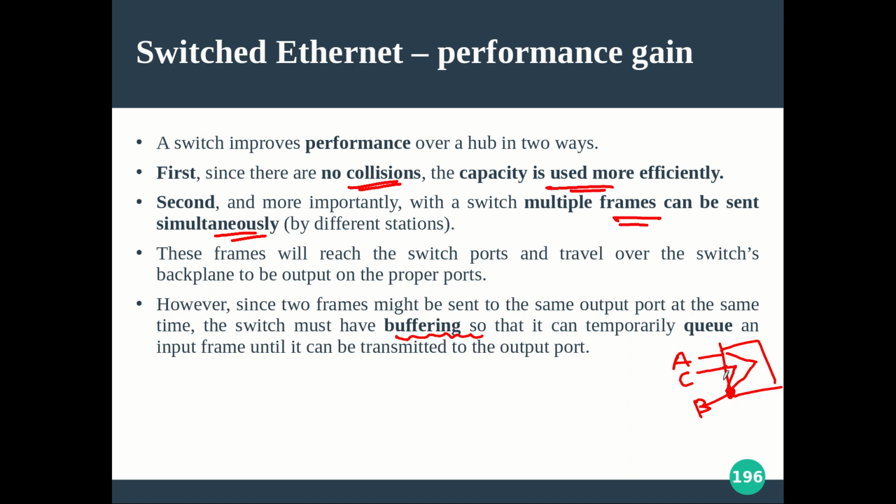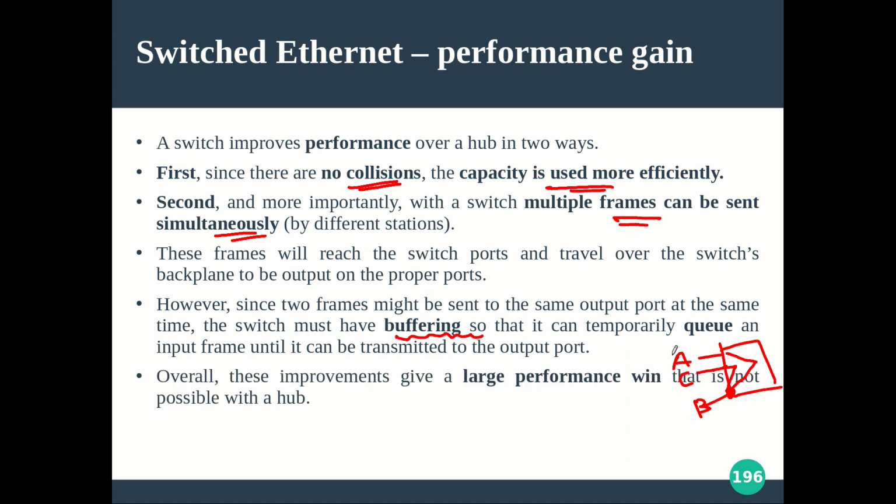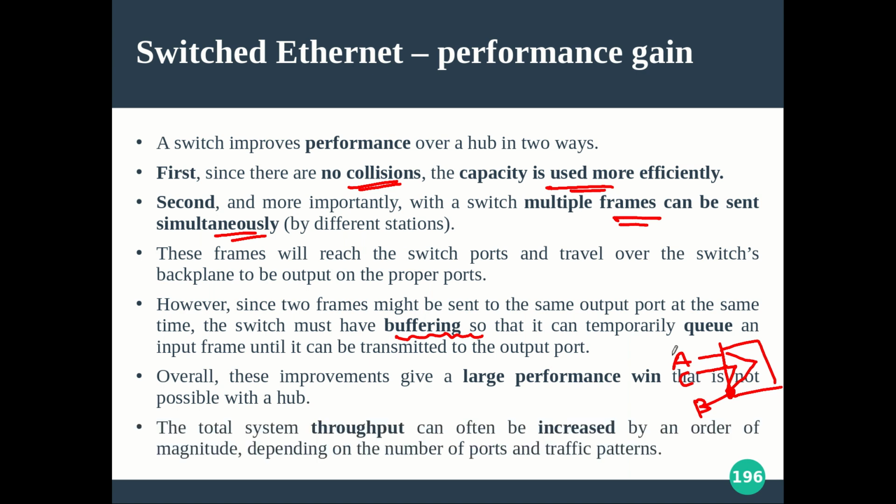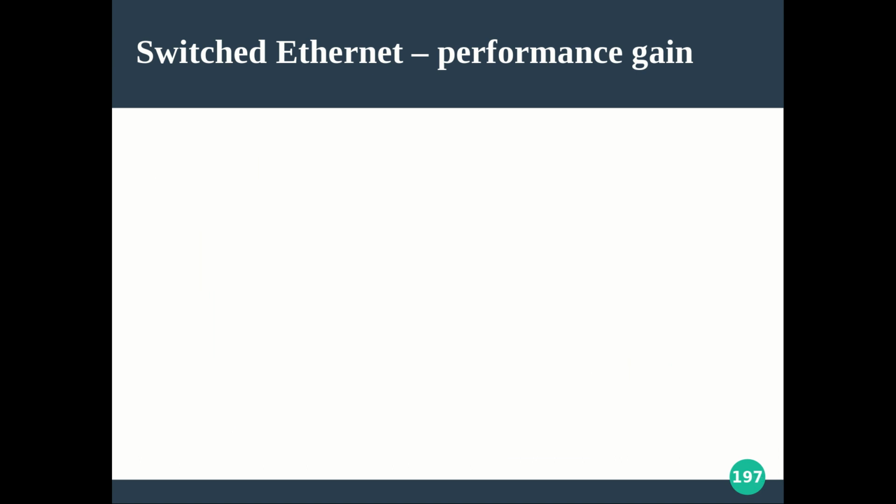At every output port you can keep some buffer, and if frames are coming from both A and C at the same time, the one which is coming late will be kept in the buffer, and we will not let it move on to the port and cause a collision. So that we avoid by means of buffering. Overall, these improvements give a large performance win that is not possible with the hub, of course. The total system throughput can be increased by an order of magnitude depending on the number of ports and the traffic patterns we are having.